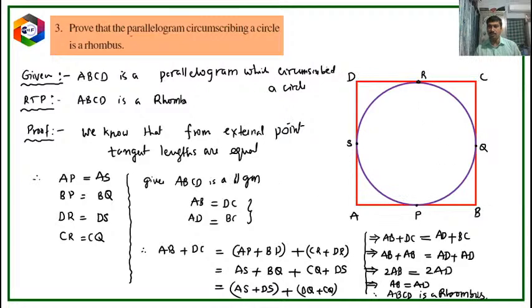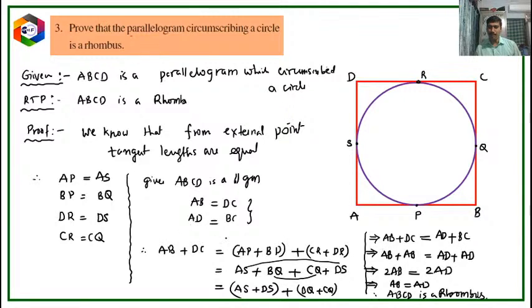AB is equal to DC and BC is equal to AD. But I have taken AB plus DC only first. AB is nothing but AP plus BP and DC is nothing but DR plus CR. But this again I am rearranging, since it is plus only. AS and DS is one group, this and this as one group, and BQ and CQ as one group. Now AS plus DS is same as AD, BQ plus CQ is same as BC.